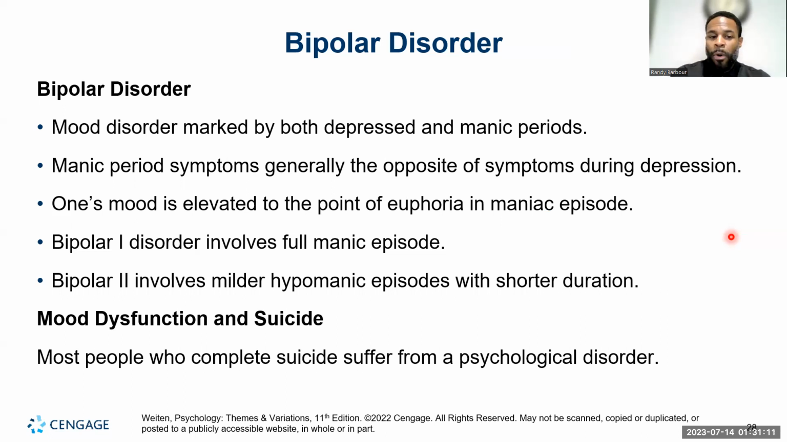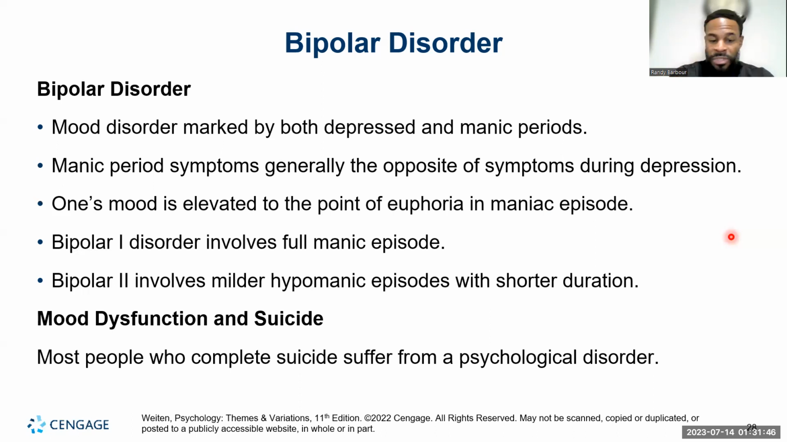Someone who has what we call bipolar 1 has full manic episodes. Someone diagnosed with bipolar 2 has milder hypomanic episodes with shorter duration. With a full manic episode, you're going for maybe hours or days, and then you have a falling off into a really depressive mood. With bipolar 2, they're really mild hypomanic episodes of shorter duration.